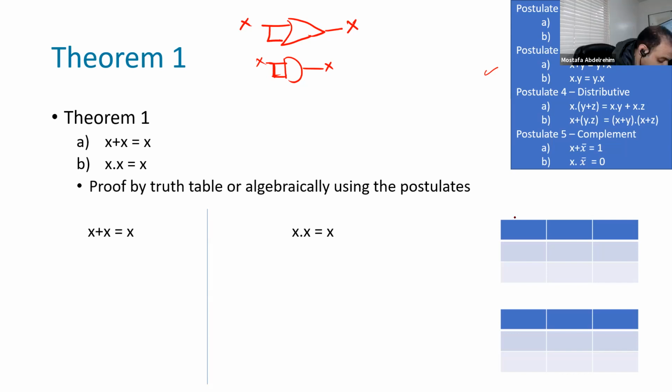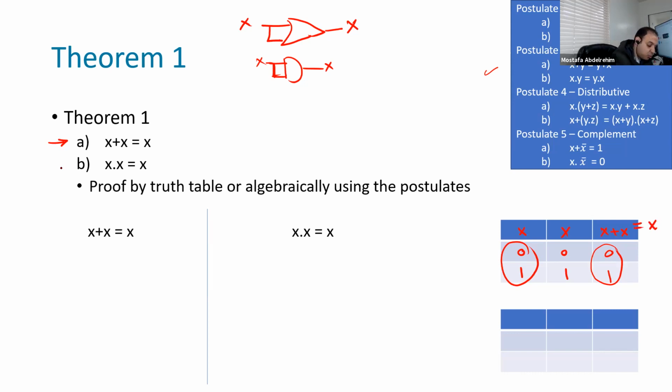In the truth table here, we have only one variable x, which can be either 0 or 1, because this is a Boolean variable, just 1 bit. So we have 2 options, either 0 or 1. In the first part, theorem 1a, we're gonna OR it with itself. So 0 or 0 is 0, 1 or 1 is 1. This is x or x, and if we compare 0, 1 with 0, 1, this is equal to x.